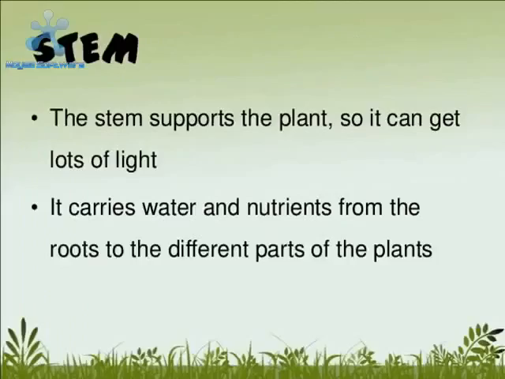In brief, we can say the stem supports the plant so it can get lots of light that is necessary to prepare food by the leaves. It carries water and nutrients from the roots and then it's sent to the different parts of the plant.